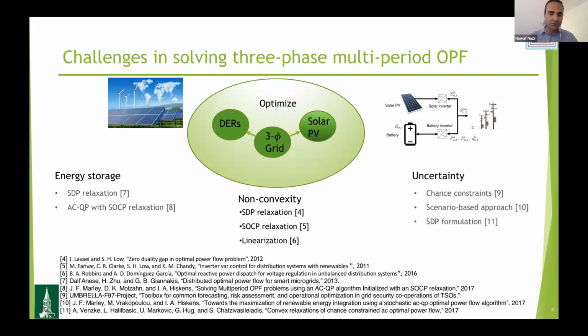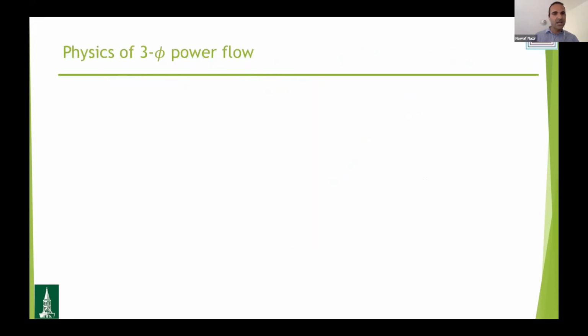In this work, what we want to do is avoid making any of these modeling simplifications. So we want to solve the full three-phase multi-period stochastic ACOPF, but still be able to provide some kind of scalable solution and some kind of feasibility guarantees with some probability index. Let me just briefly go over the physics of the three-phase power flow so we can derive our model.